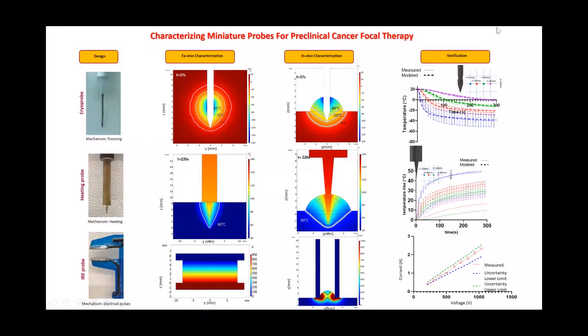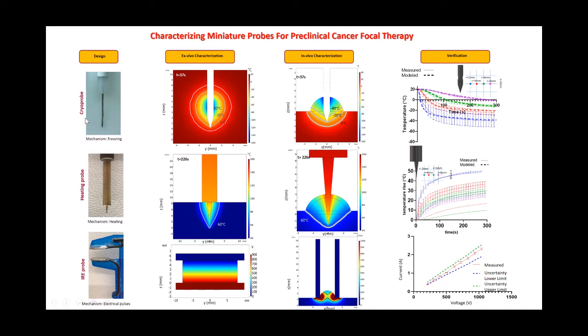Hi everyone, this is Pekka. I'm a PhD student in John Bischof's lab, and I'm working on characterizing miniature probes for preclinical cancer focal therapies. So what I'm essentially doing is, first of all, designing some focal therapy probes, which are small and meant to be used on small animal tumors.